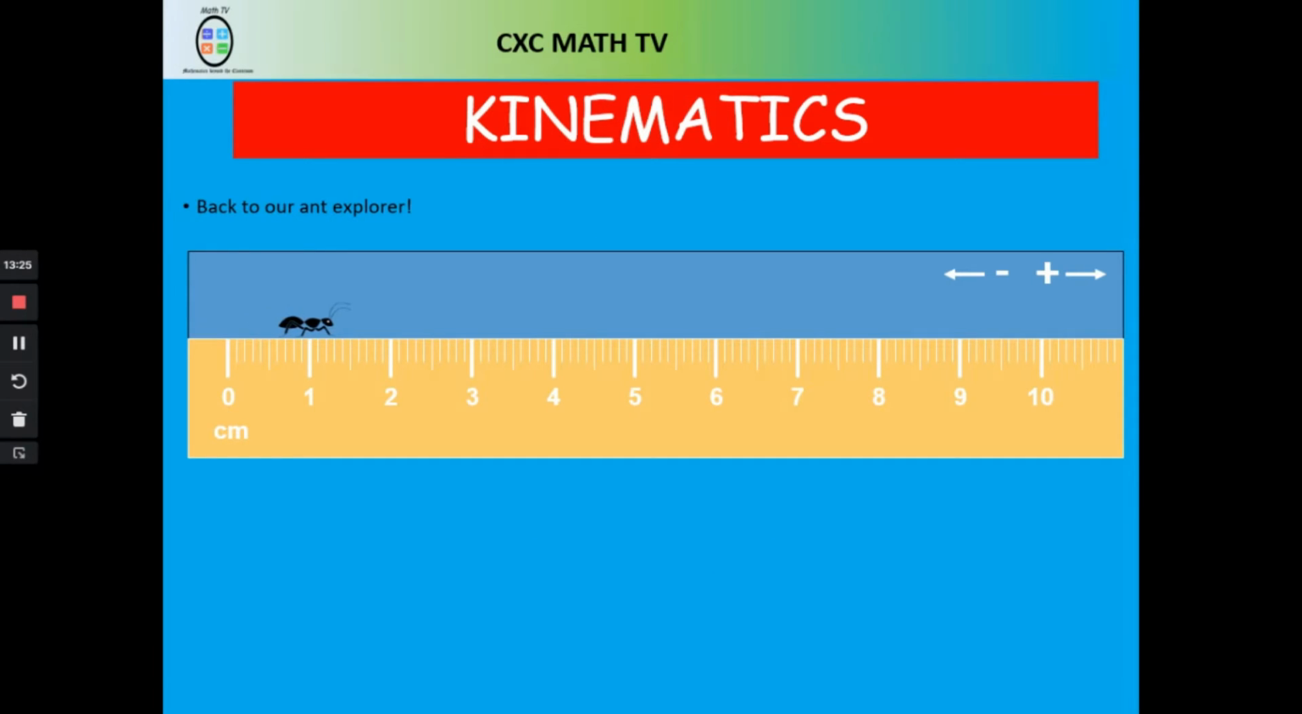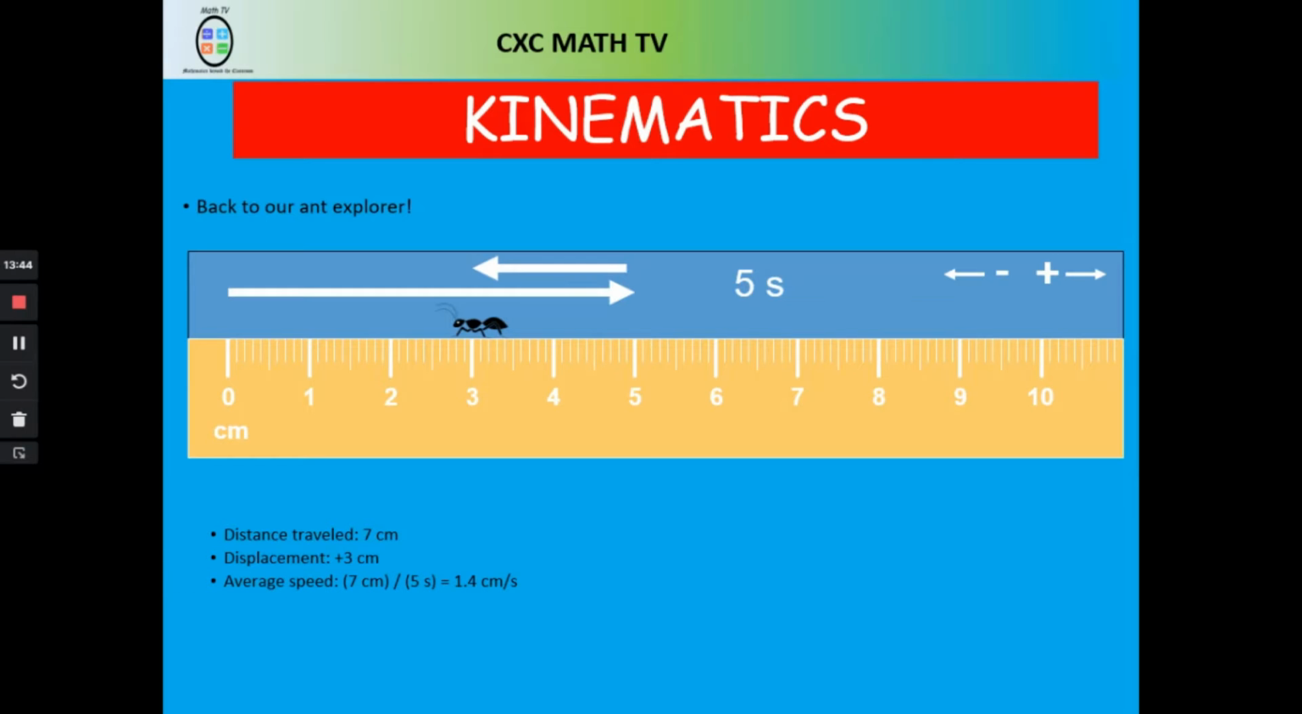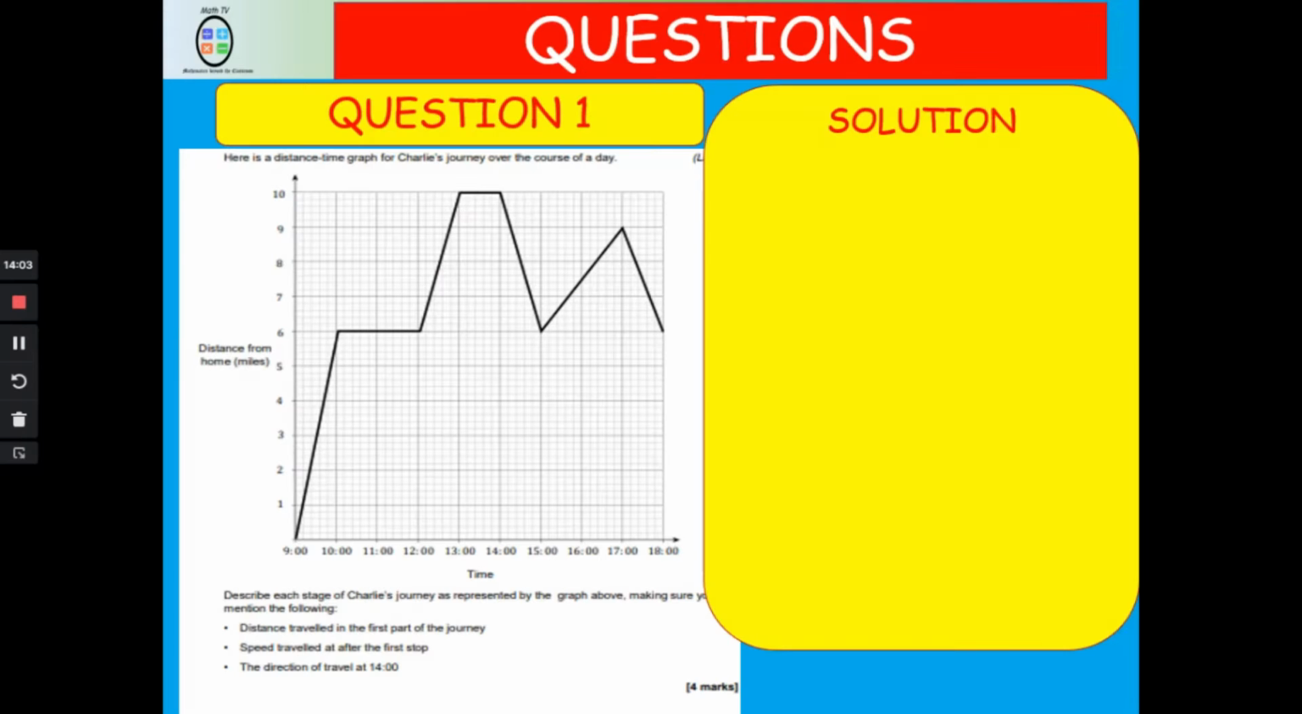So here's an example, back to the ant example. Look at it, the clock is going down. It takes 5 seconds to cover a distance of 7 meters down. So the distance traveled is 7 and the displacement is 3. If you wanted the speed, it is distance divided by time. Always remember, speed is distance divided by time. So we divide 7 by 5, we get 1.4. But if you want the average velocity, that would just be 3 divided by 5, which is 0.6. Notice velocity and speed are different.